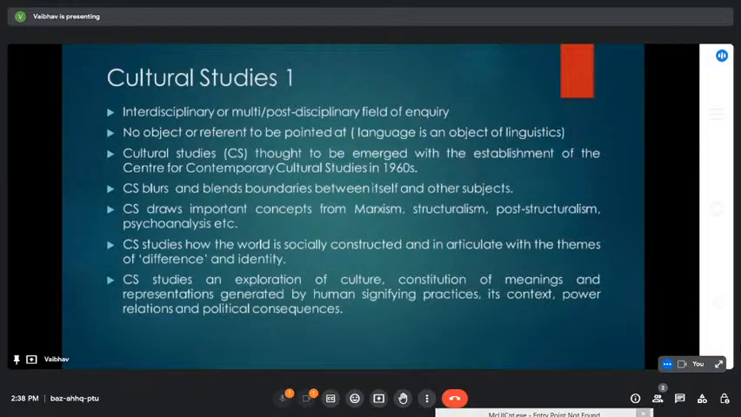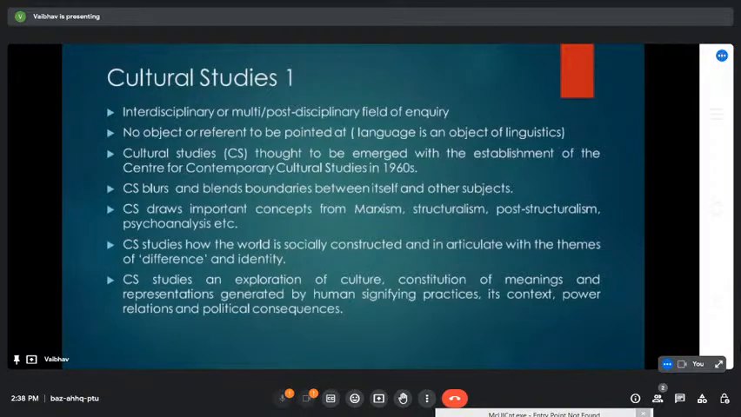So, what is meant by ideology? The class consciousness, class struggle, historical materialism, then base and superstructure, and all this. And the concepts of Marxism are also modified by later Marxists. So Marxism is one of the sources.